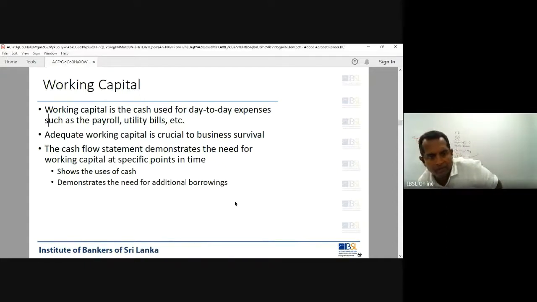The cash flow statement demonstrates the need for working capital at a specific point in time. When we project the cash flow, it will show you cash ins and cash outs, and it will show you the deficit and surplus. So we will know when to get money, right? When to borrow and when we can sell. So the operating cycle, cash cycle, efficiency ratios, all those things will come into play.